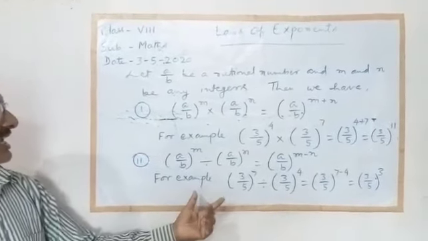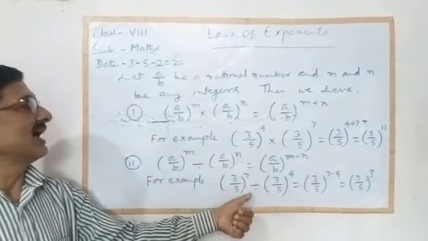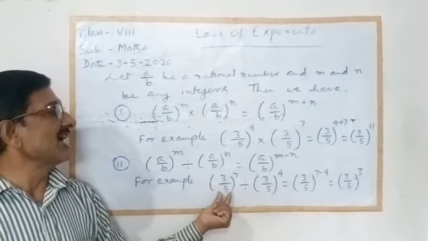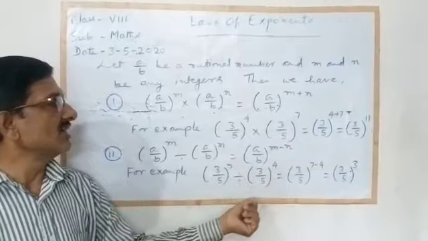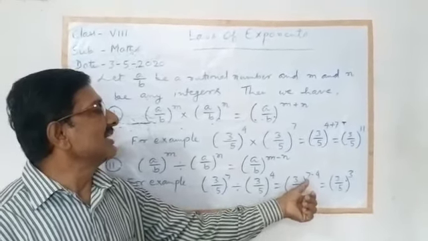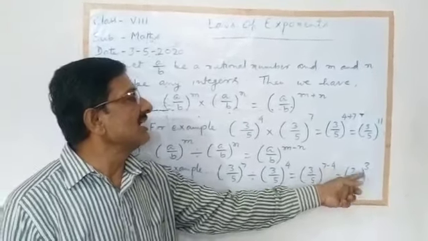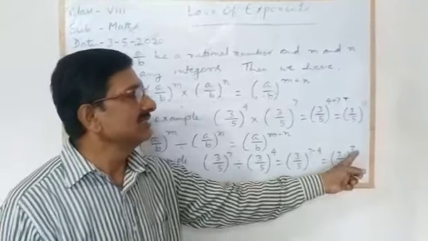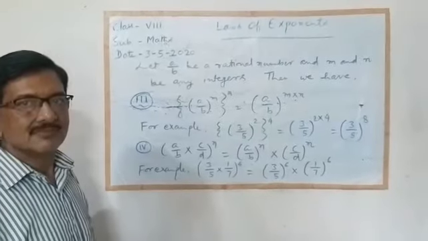So take an example. (3/5)^7 is divided by (3/5)^4. Here also we are getting the same bases but different exponents. So the result will be (3/5)^(7-4). 7 minus 4 gives you the result 3. So the result will be (3/5)^3. In this way we can solve any question.